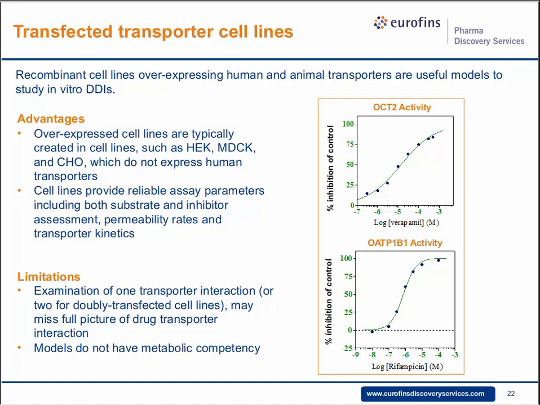These types of cellular models are very useful for testing compounds as substrates and inhibitors of both ABC and SLC transporters, and also are good models for transporter kinetic studies. A limitation here is that these are cellular models, which again look at the interaction of a drug with one transporter, or potentially, if one has a doubly transfected cell line, possibly 2 transporters at a time. And also these cells do not have metabolic competency, so these transfected cell models are not useful for examining the involvement of multiple protein interactions on drug disposition.